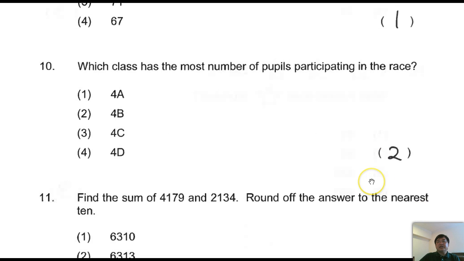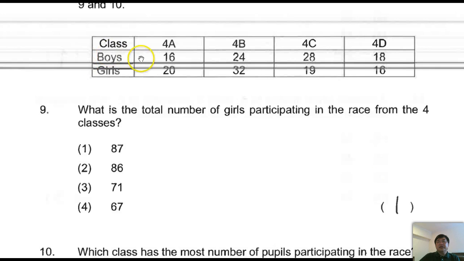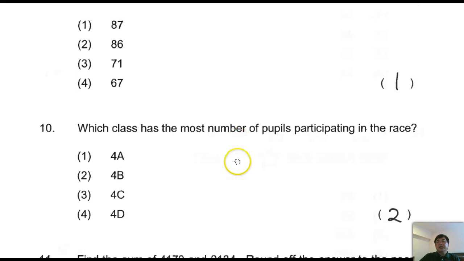Next, which class has the most number of people participating in the race? What you need to do is add vertically. For A you have 36, this one you have 56, this one you should have 47, and this one is 34. So the largest number is 4B. The answer is 4B.